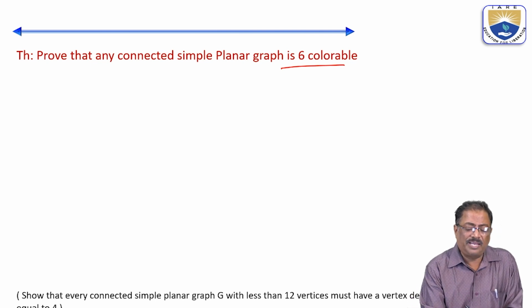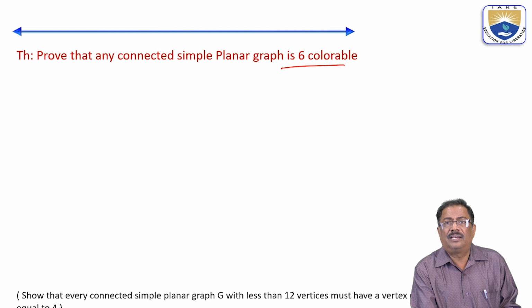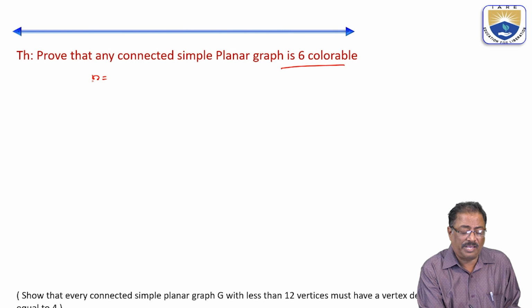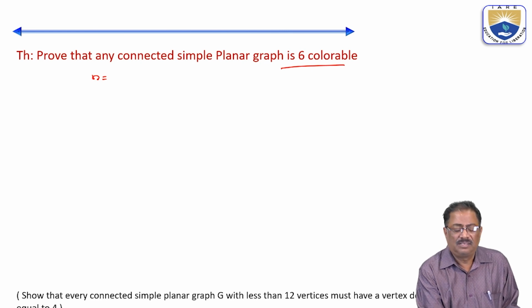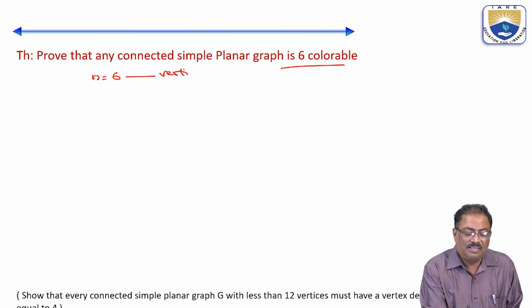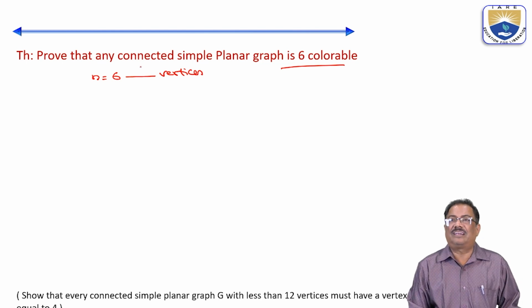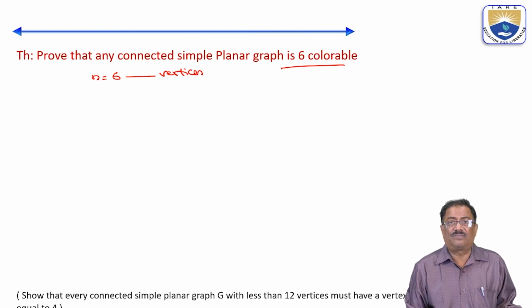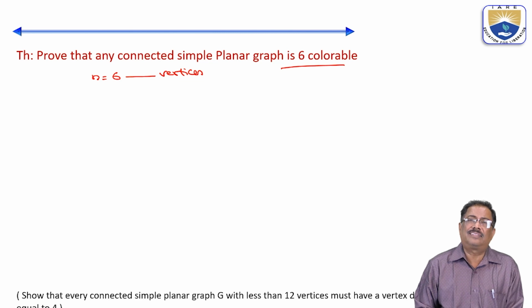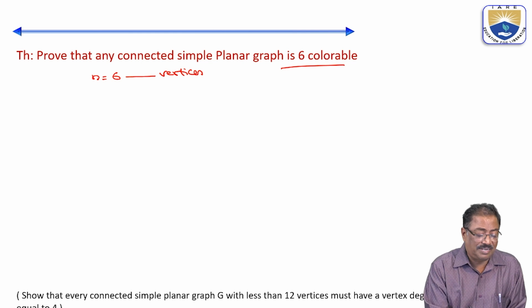So here also, by using the induction method, I am going to consider n equals 1, n equals 2, n equals 3, because I am having 6 colors. So up to n equals 6 vertices, it is trivially satisfied. So for n equals 1, I can assign one color, for n equals 2, I can assign another color, for n equals 3, I can assign like that. So the base step is going to be satisfied.